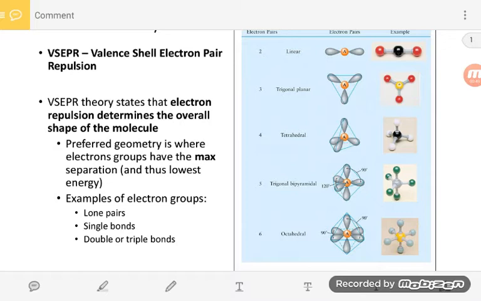So electrons come in what we call groups, where a group is either a lone pair or a bond, and whether it's a single, double, or triple bond, that still just counts as one group. And these electron groups are going to get as far away from each other as possible. So if we look at a molecule, all we really need to do is count how many electron groups are around the central atom, and then we can translate that into a basic shape.